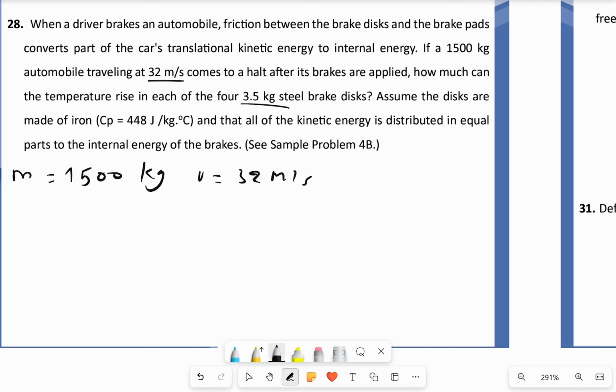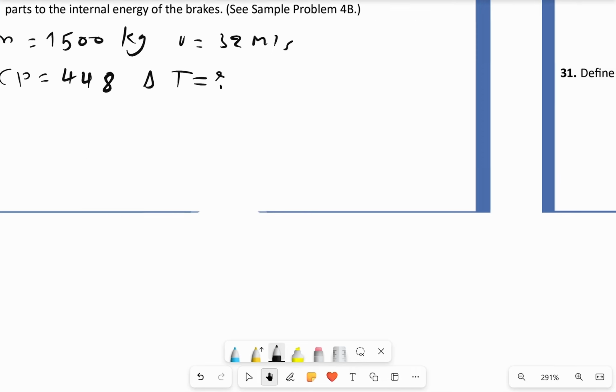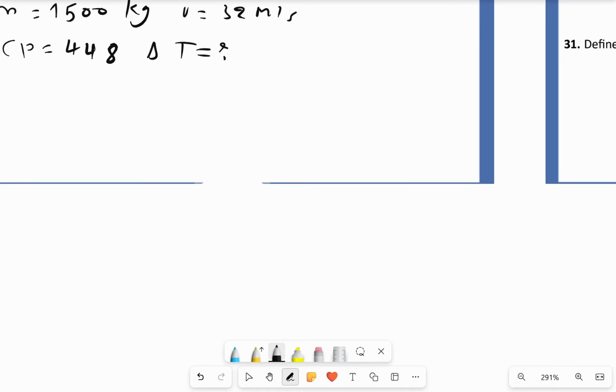We have the mass of the brakes, but we're going to use that later. Let me write the Cp first, and then let's find what it says. How much can the temperature rise? So delta T is going to be equal to what? First of all, we know that all the kinetic energy is converted to internal energy. Okay, now delta U is going to be 1 over 2 m v squared.